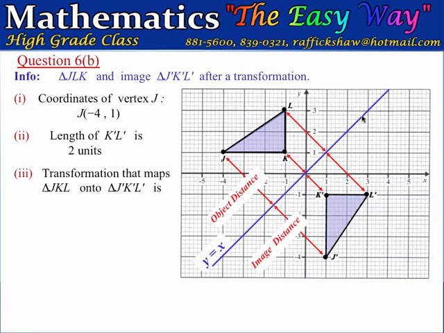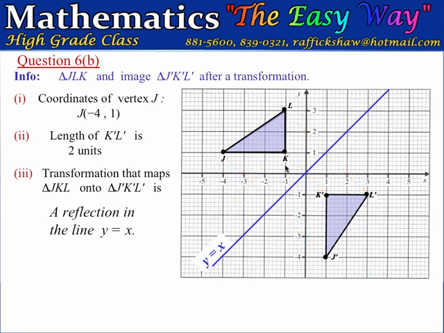And this mirror line clearly is the line y equals x, because it passes through the origin, it passes through the point 1, 1, also passes through the point 2, 2, and so this mirror line is the line y equals x. And therefore we can describe the transformation that maps the triangle JKL onto J prime K prime L prime as a reflection in the line y equals x. And that's the answer for that part of the question.